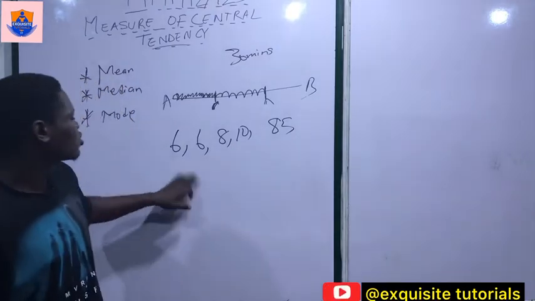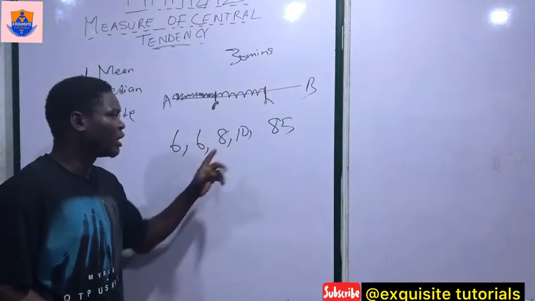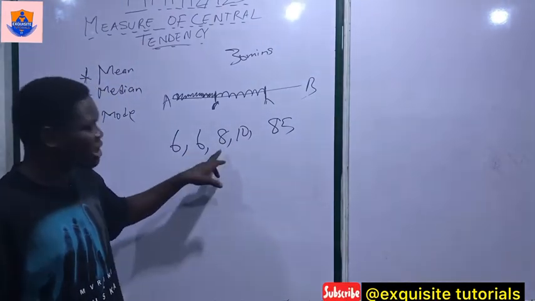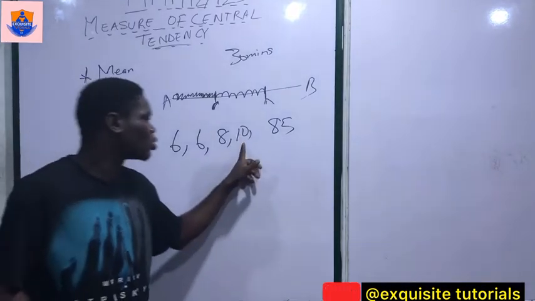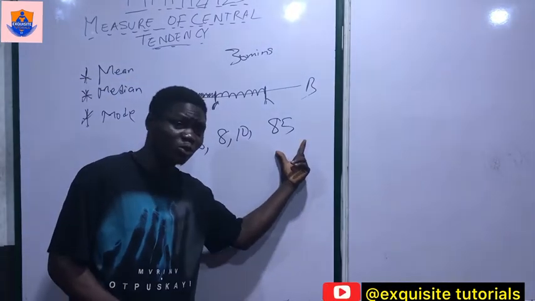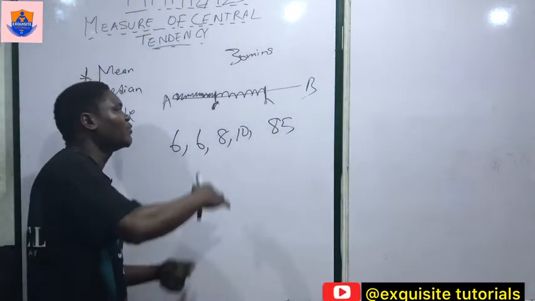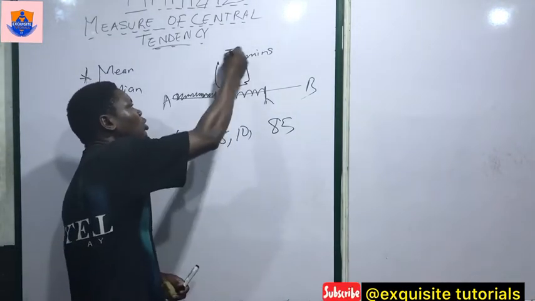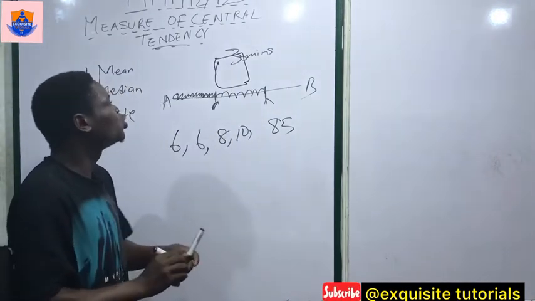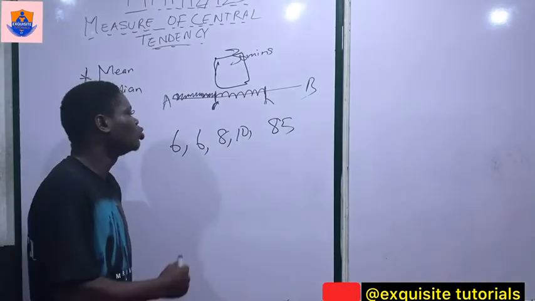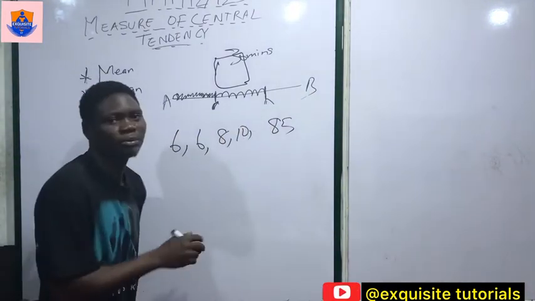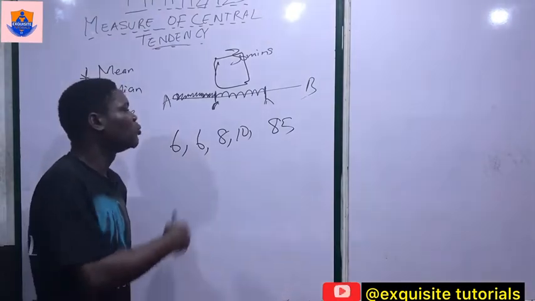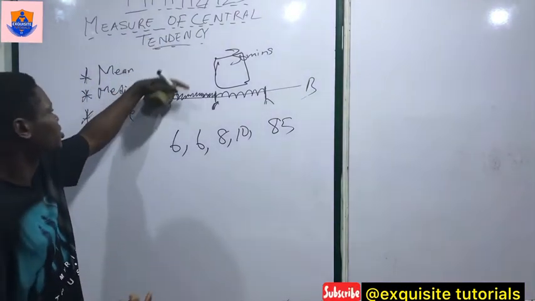Now, a 6-year-old child has the kind of movie that they love. An 8-year-old child has the kind of movie that he or she loves. Same goes for 10 years. Same goes for 85 years old. But you have a TV, and you want to put a movie, how do you choose a movie that you can use to satisfy all of them? How? So the best way is to use the measure of central tendency.